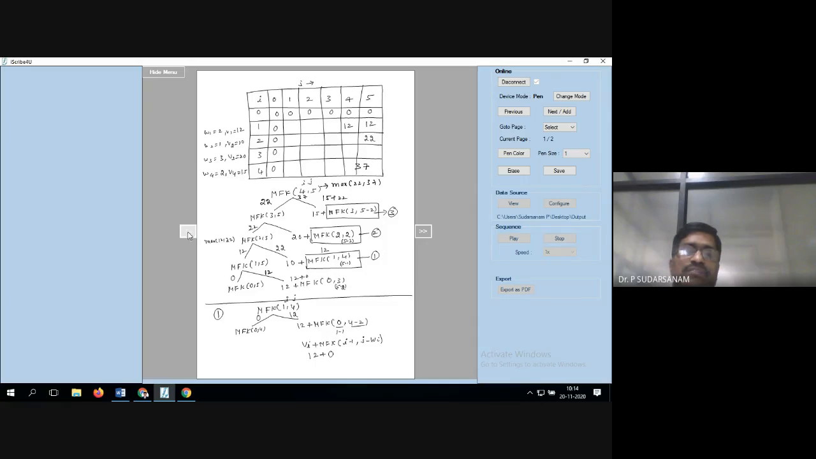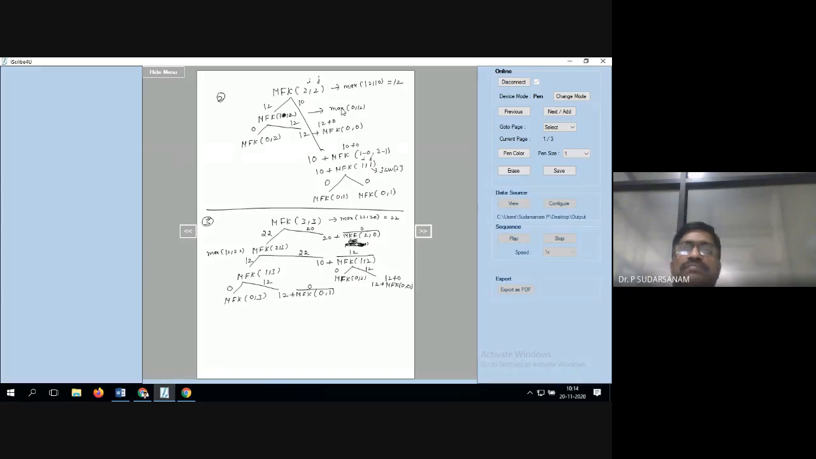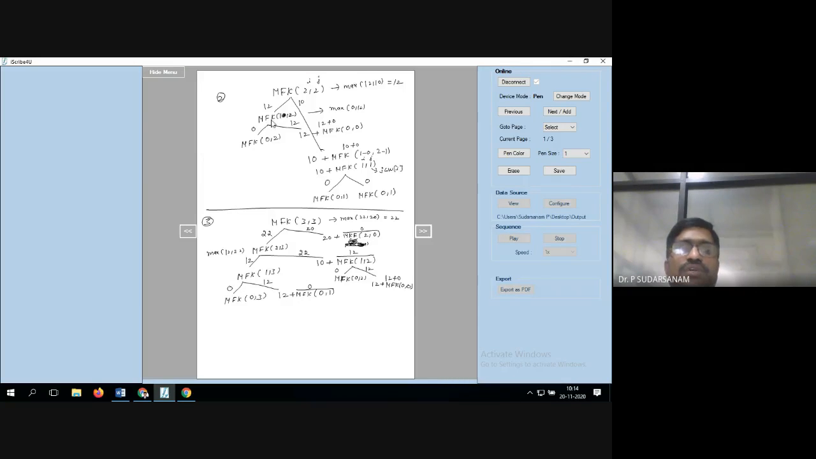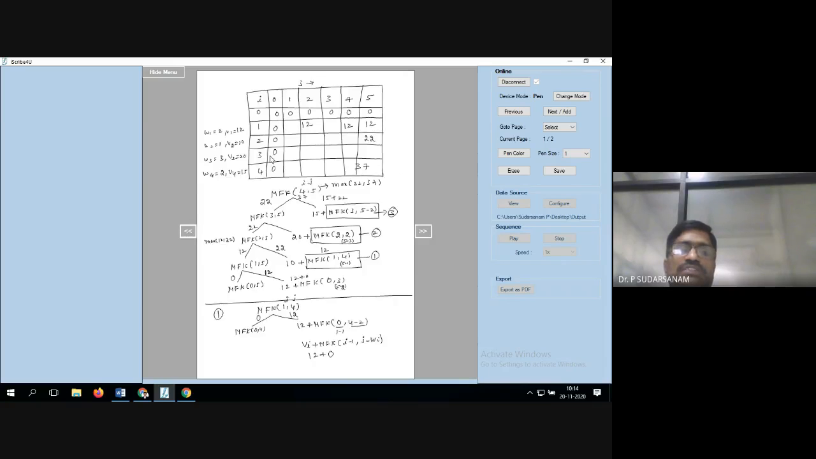Now move to the second one. What are the values you have calculated in the second one? Tell me. Maximum of 1 comma 2. So 1 comma 2 is 12. Write it here. 1 comma 2 is 12. Right hand side, you got the 1 comma 1. 1 comma 1 is nothing but you didn't get any value, that is 0 only. 1 comma 1 is 0.